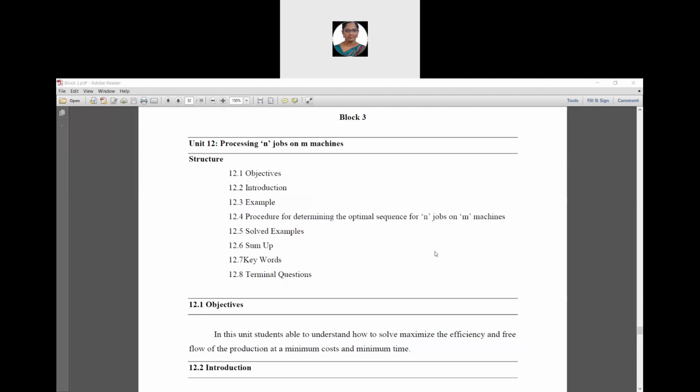Hello everyone. Here we are going to see Block 3, Unit 12. That is processing N jobs on M machines.